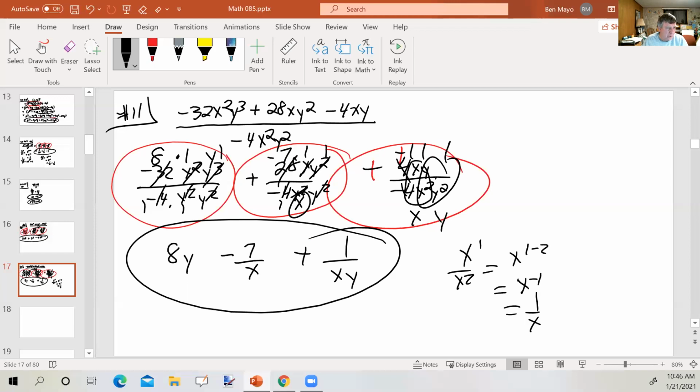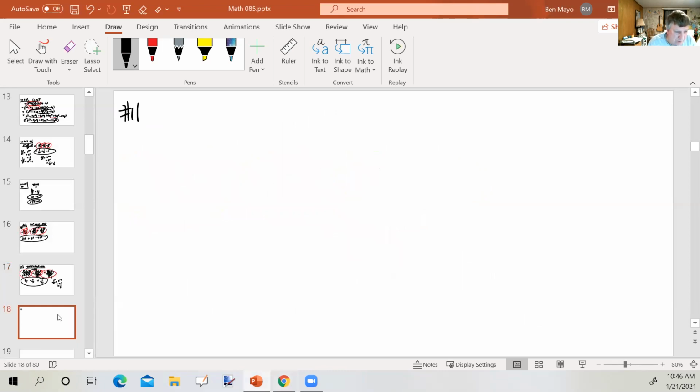And I've got one more to look at, and it might be the same numbers. We'll take a look here and see. Okay. Number 11. Slightly different numbers. We'll go ahead and do it. Same idea of it. This is the last one here. So we'll do this one.